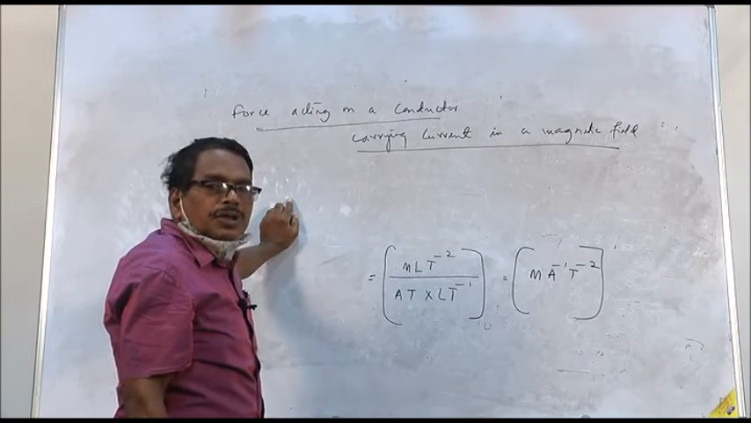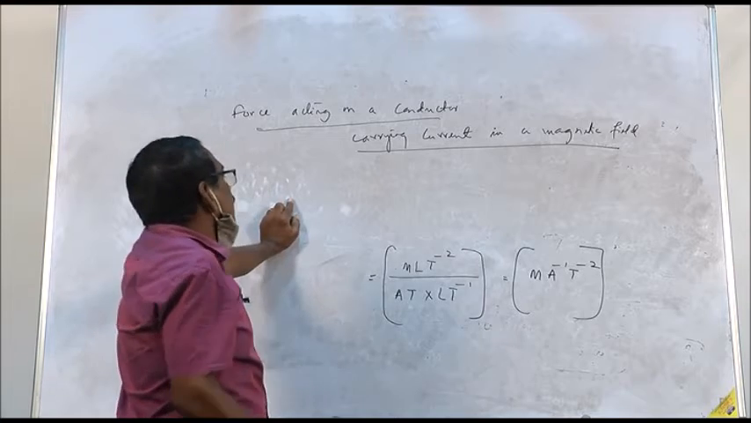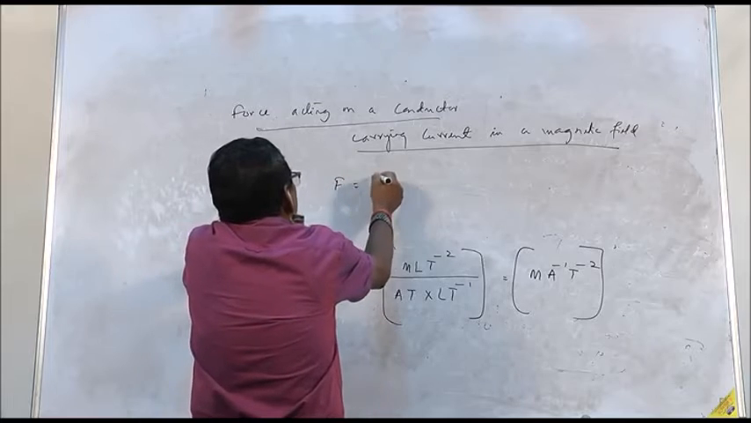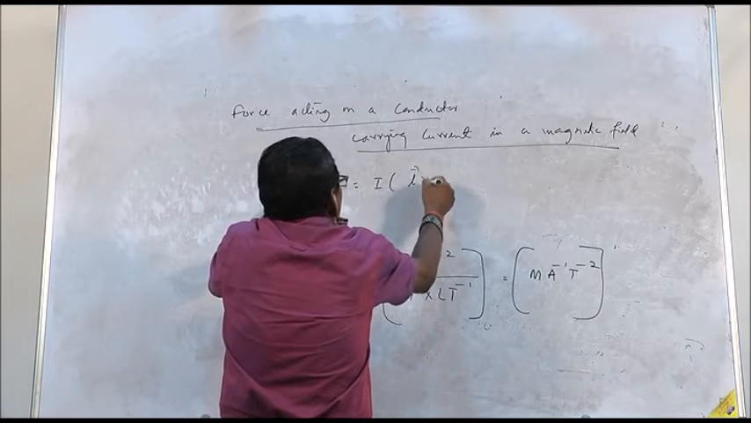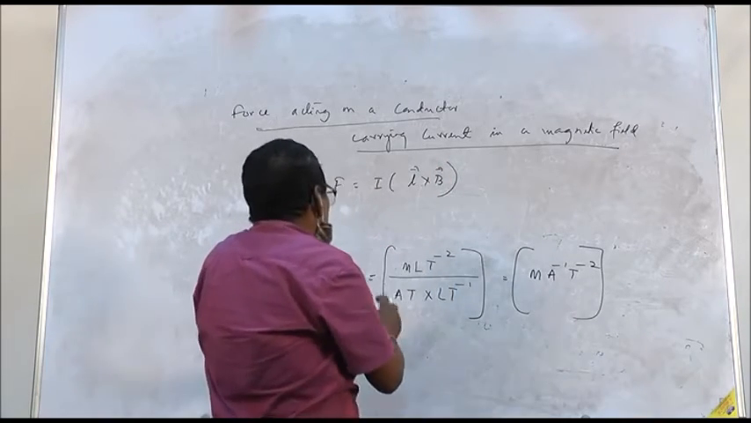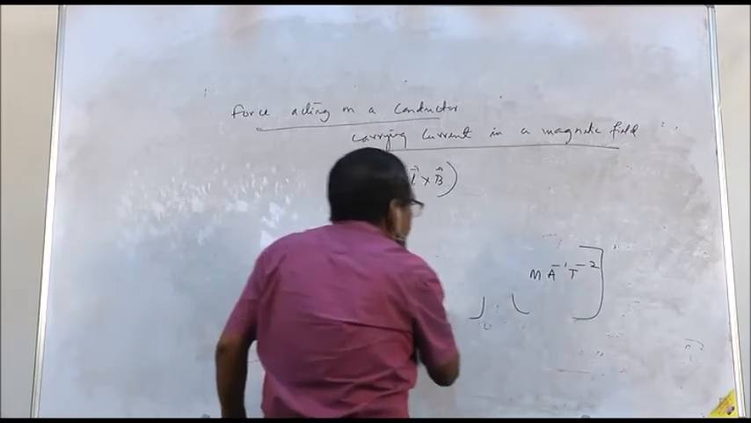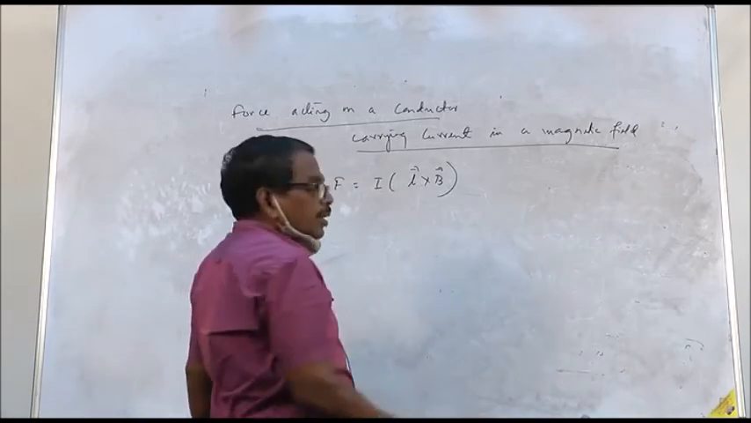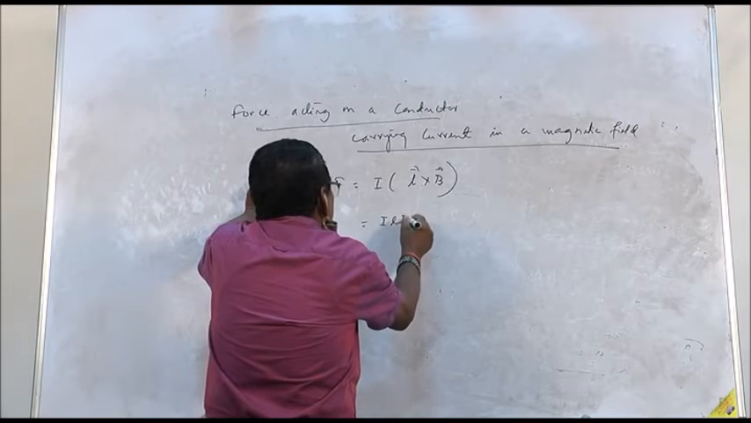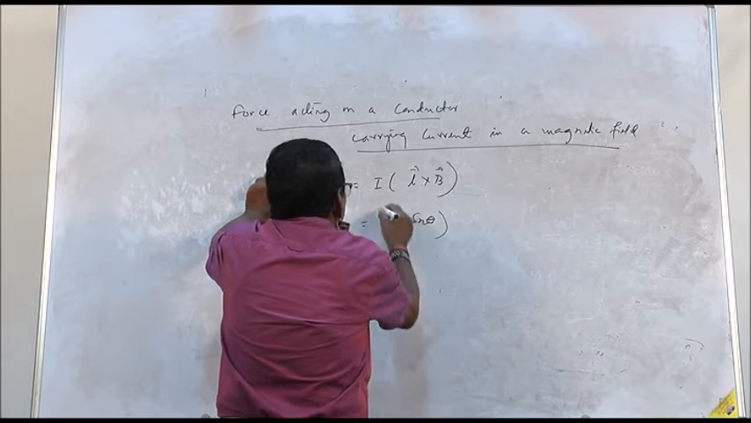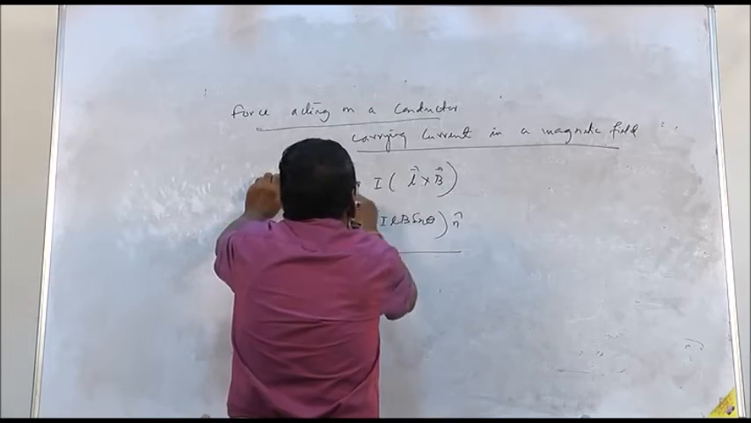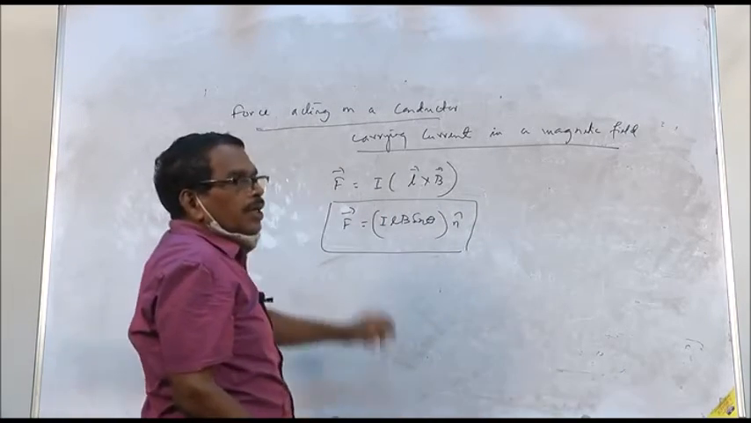How to find out the force acting on a conductor carrying current placed in a magnetic field? From the previous formula, you can find out. This is given by what formula? I L cross B, because this force will depend upon how much current is flowing, what is the length of the conductor, and what is the magnetic flux density. So, the formula is F is equal to I L cross B, that is equal to I L B sin theta into n cap. This is the expression of force exerted on a conductor carrying current placed in a magnetic field.